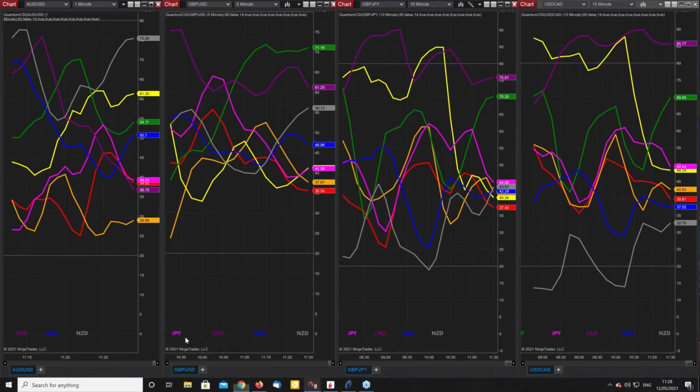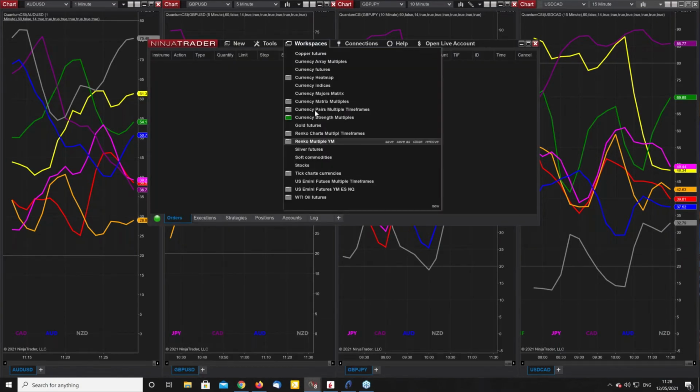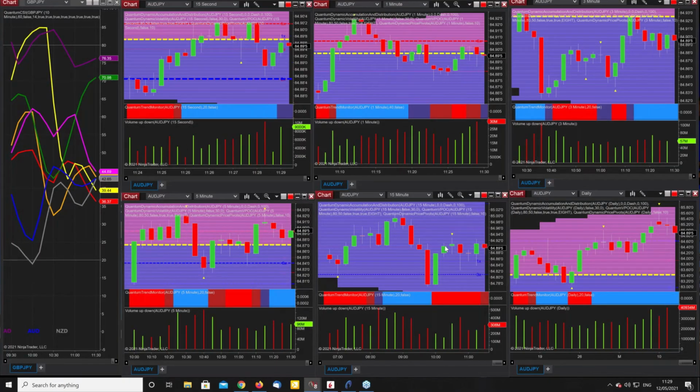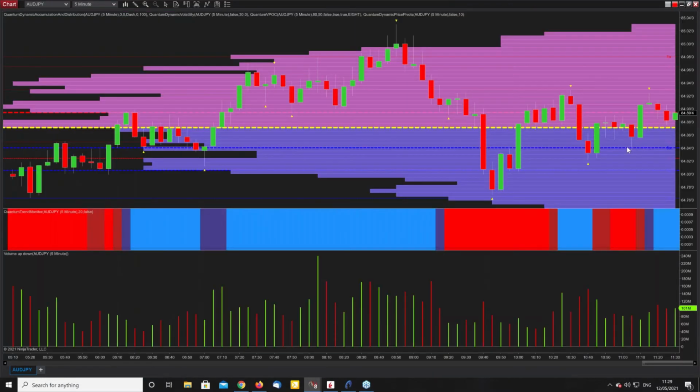If I drop down onto the multiple time frames, there we go. This is on, what have we got here, Aussie yen. You can see what's going on. This is on 15 second. This is on a minute. This is on 3 minute. This is on 5 minute. They're all trading around that VPOC range.